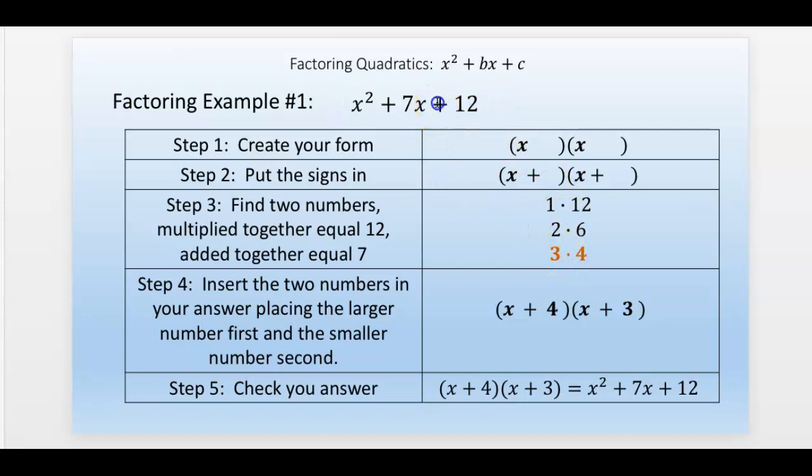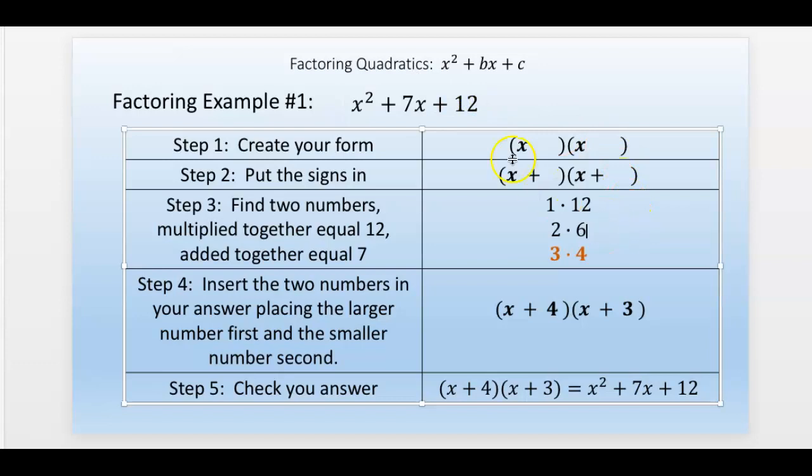Factor the 12 into factored pairs. And then because this says plus 12, I'm looking for two numbers added together equals 7. So the answer is 3 and 4. And I just put them right there in my answer, okay? As a habit, I always put the big one first. Just as a habit, okay?